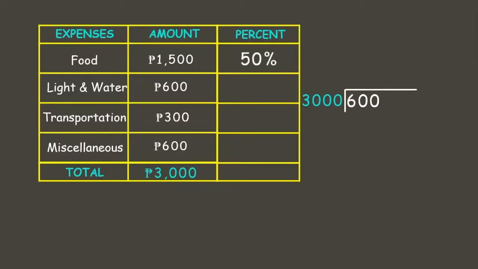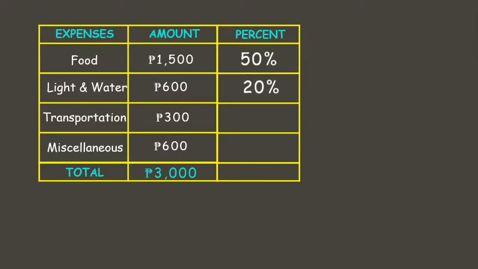Again, since 600 is smaller than 3,000, let us add 0.0. So that would be 6,000 divided by 3,000, which is 0.2. 2 times 3,000 is 6,000, and if we subtract this, this will be 0. Now we have 0.2 times 100 is 20%. Great job! Now that is the percent for light and water.